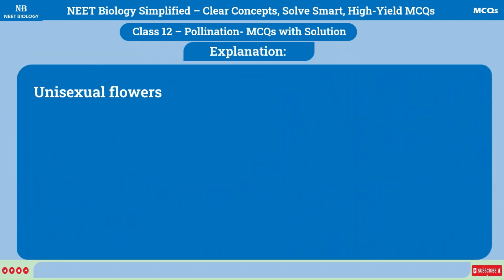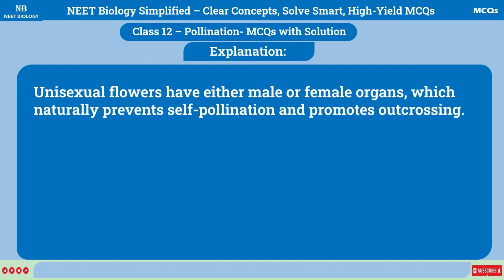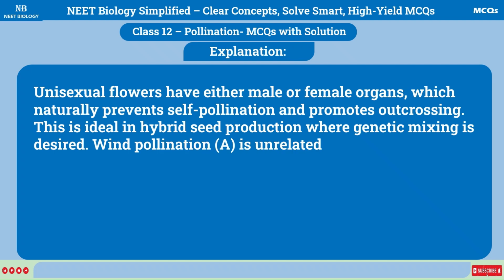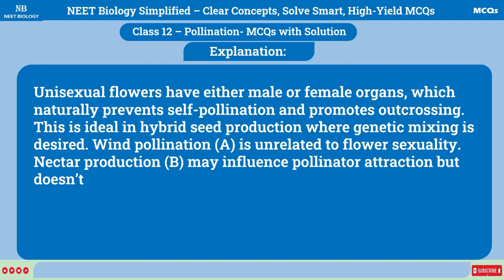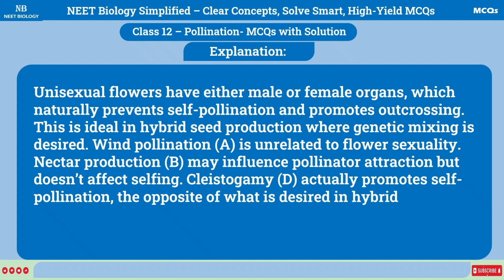Explanation: unisexual flowers have either male or female organs, which naturally prevents self-pollination and promotes outcrossing. This is ideal in hybrid seed production where genetic mixing is desired. Wind pollination, A, is unrelated to flower sexuality. Nectar production, B, may influence pollinator attraction but doesn't affect selfing. Cleistogamy, D, actually promotes self-pollination, the opposite of what is desired in hybrid seed development.